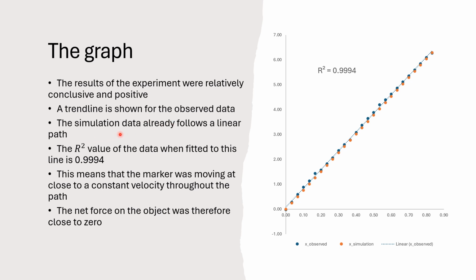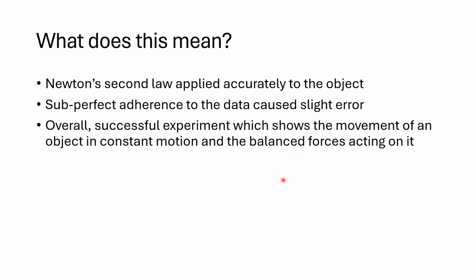The simulation data follows a very linear path, as it is constant velocity in the simulation. But the real-world data is very close. The marker was moving at very close to a constant velocity throughout the entire path, and the net force was very close to 0 in this case, since it was very close to the simulated path. Now, what does this mean in terms of the physics concepts?